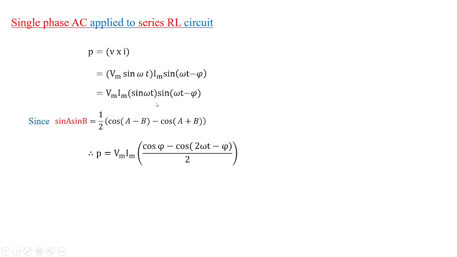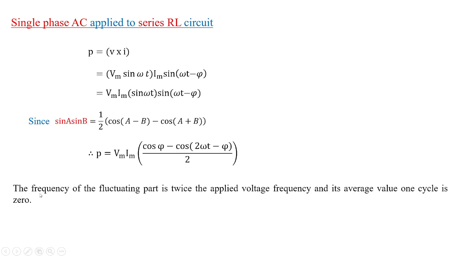What conclusion can we make from this power equation? The frequency of the fluctuating part is twice the applied voltage frequency, and its average value for one cycle is 0. That is understood. So the value of P average, or average power or true power, is nothing but Vm Im by 2 cos phi. And if I take the RMS components, Vm by root 2 and Im by root 2, I can represent the RMS value of power as VI cos phi.